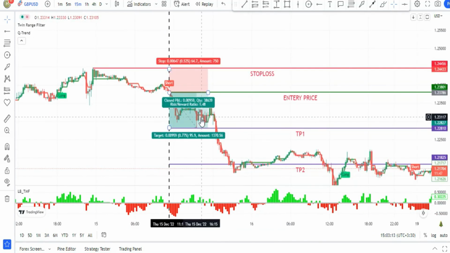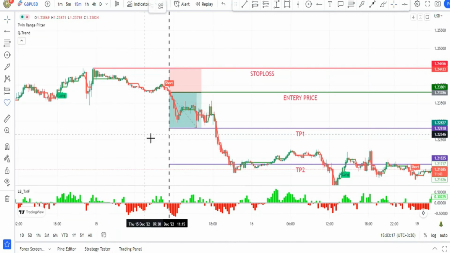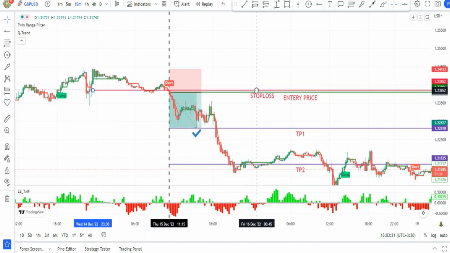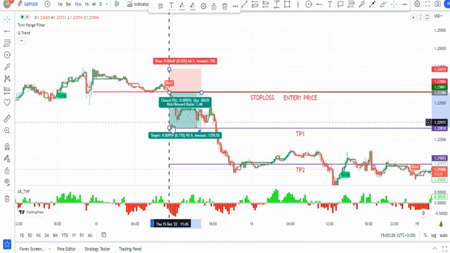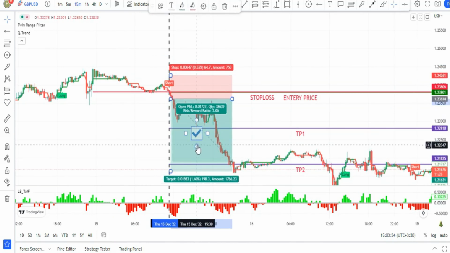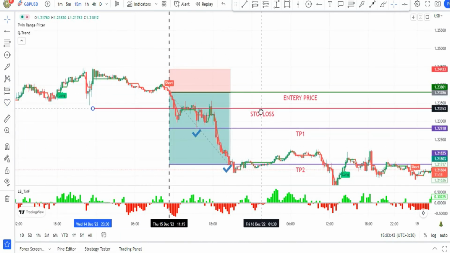So whenever the market touched the first target, move the stop loss to the entry price. And if the market continued and touched the second target, move the stop loss to the first target.